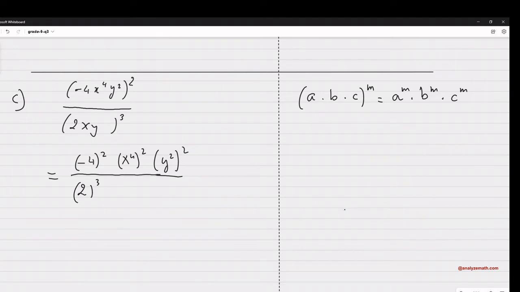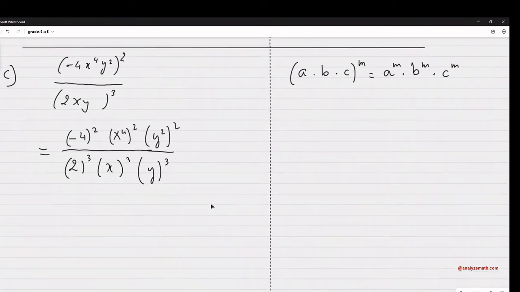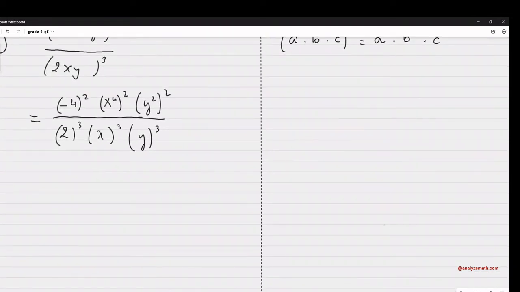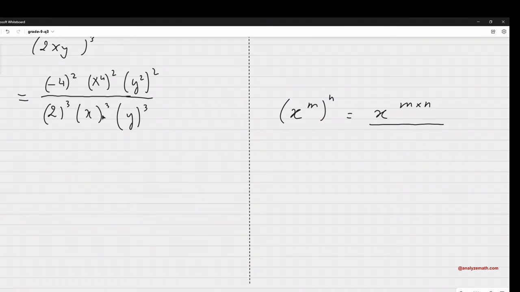2 to the power 3. This is a, b, and c. x to the power 3 and then y to the power 3. Good. The next rule, another rule again. If you have got x to the power m and everything to the power n, that will give you x to the power of the product of m and n. So it's x to the power m multiplied by n. Good. Let's go here and start simplifying now.